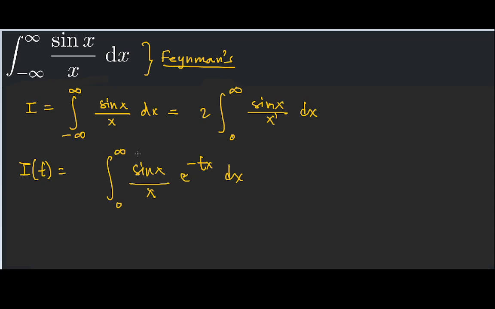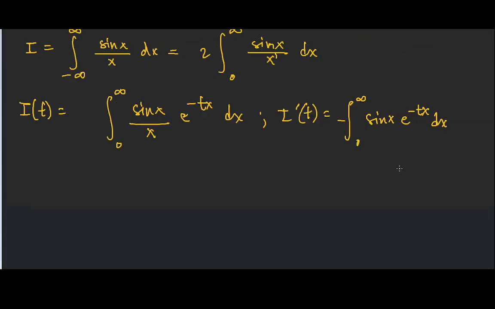Anyways, so you have to evaluate this, and since this is a damping function and this is convergent, you can just switch the order of differentiation and integration. So differentiation with respect to t yields the integral of negative sin x e to the power of negative tx dx. And this is, if you observe carefully, the Laplace transform of sin x with respect to t.